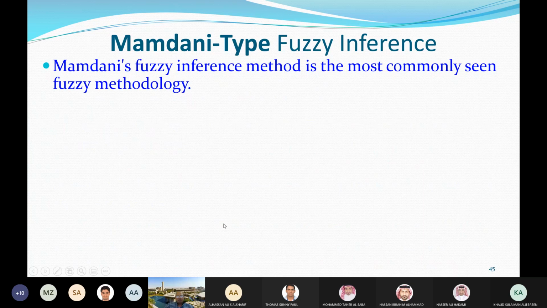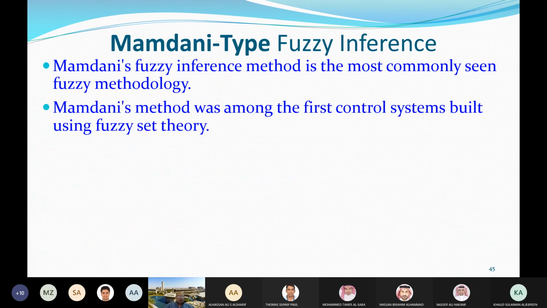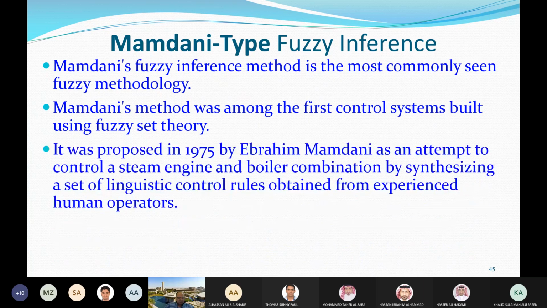Mamdani's fuzzy inference method is the most commonly seen fuzzy methodology, as we discussed so far. Mamdani's method was among the first control systems built in fuzzy set theory. It was proposed in 1975 by Ibrahim Mamdani, as an attempt to control a steam engine and boiler combination by synthesizing a set of linguistic control rules obtained from experienced human operators, similar to what we have in the if-then rules of the motor.